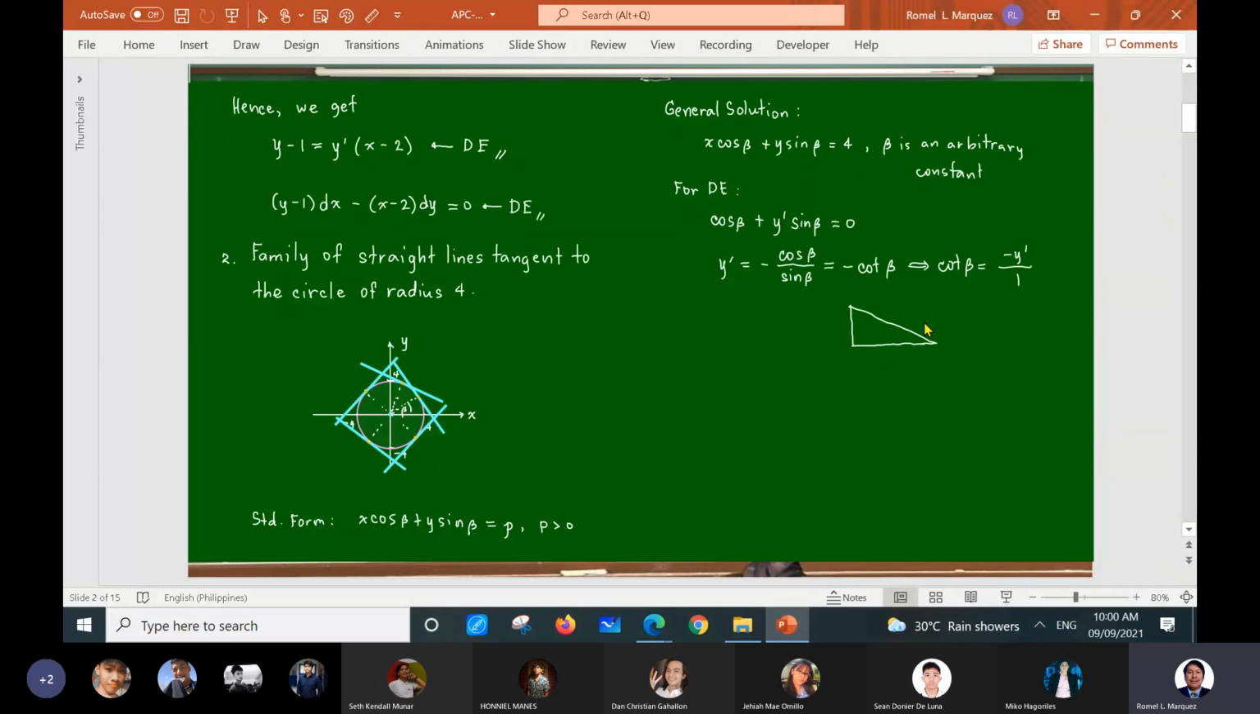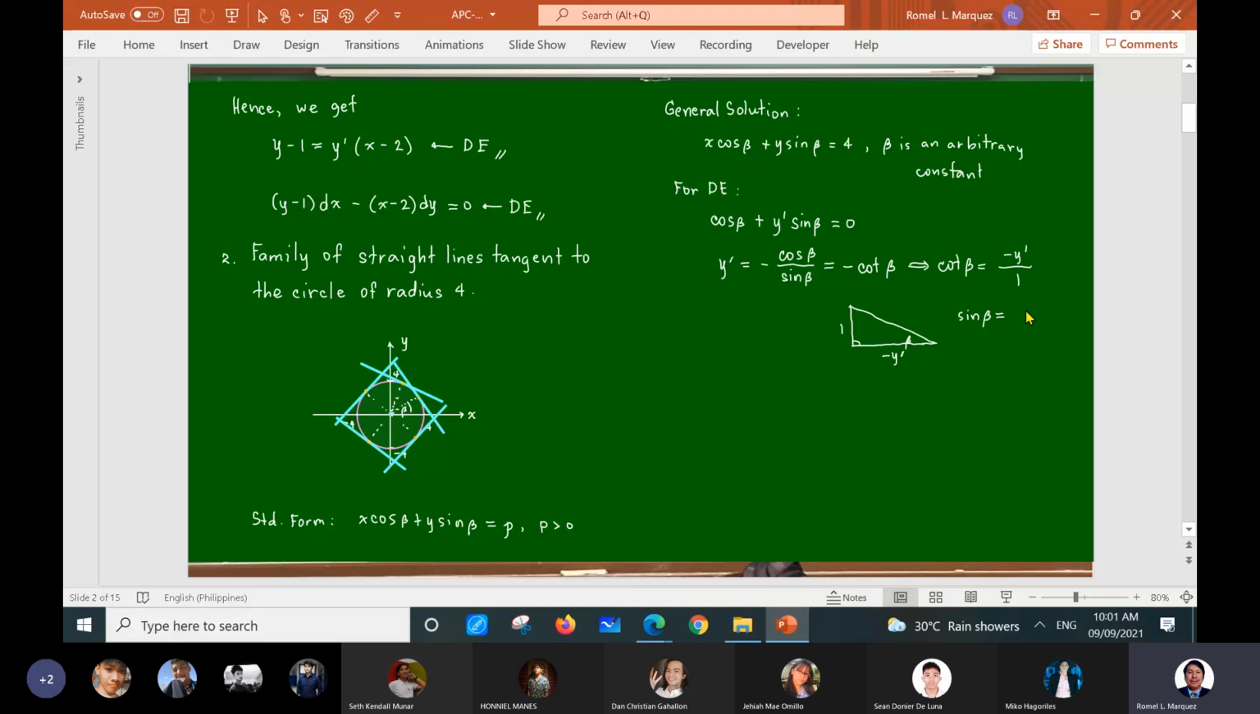So what is our beta, guys? If this is our beta, what is cotangent? Adjacent over opposite. How do we define sine beta from this triangle?